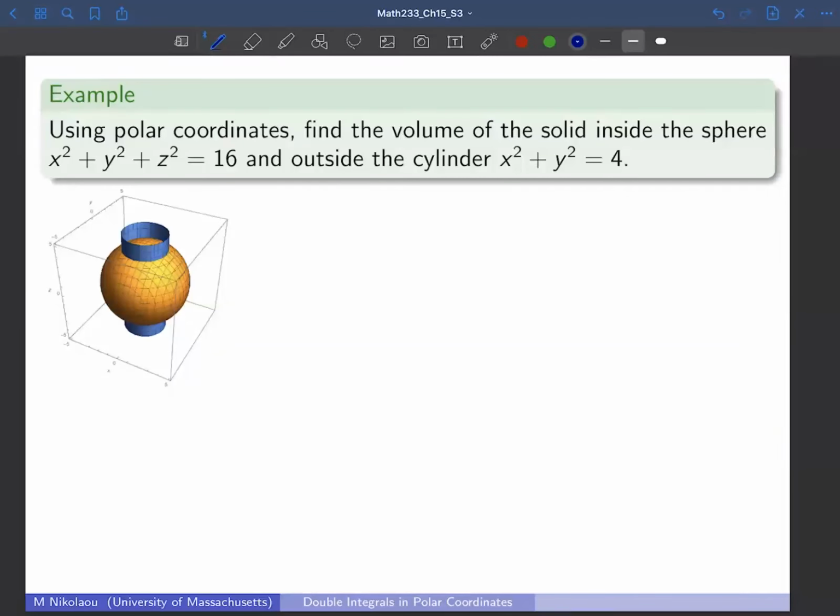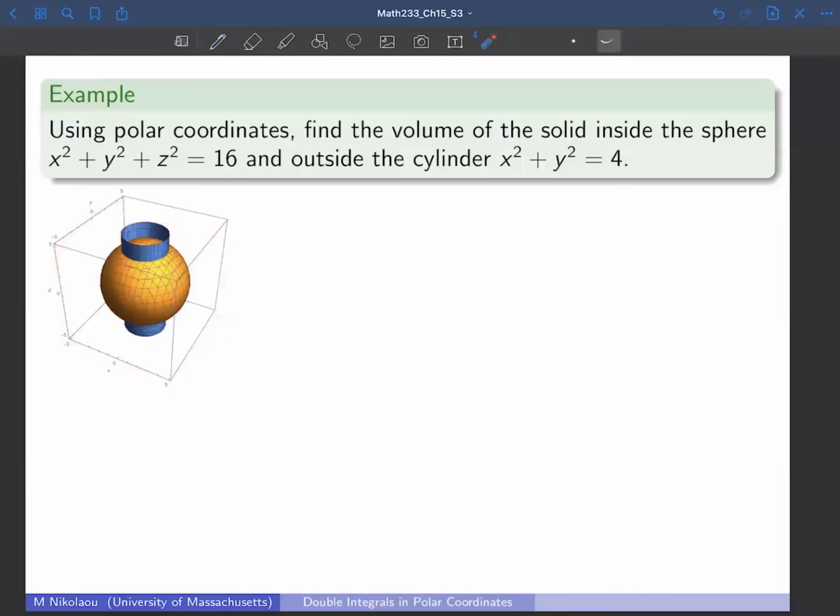In this example, we're asked to use polar coordinates to find the volume of the solid inside the sphere x squared plus y squared plus z squared equals 16, and outside the cylinder x squared plus y squared equals 4. So we see from the drawing that we have the sphere, and inside the sphere passes the circular cylinder.